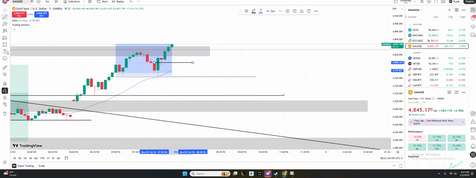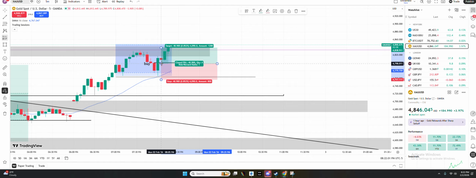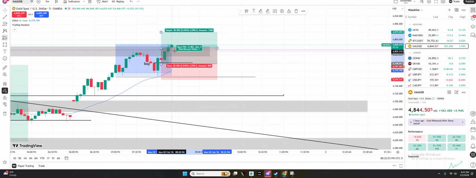And then let me just put buy here. So I would buy right in this area, as soon as this breaks out, and then I would take my stop loss. So you'll take this. This is your long position.